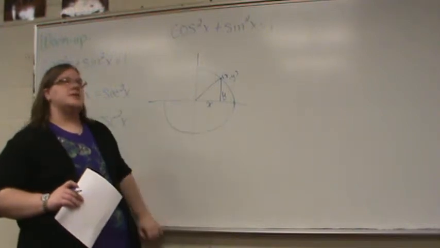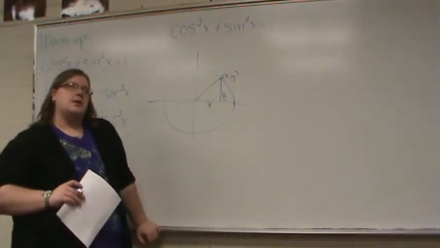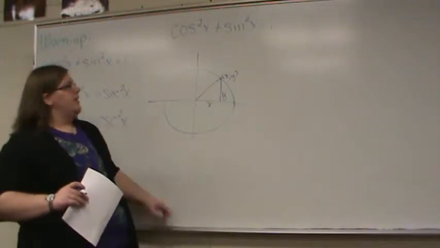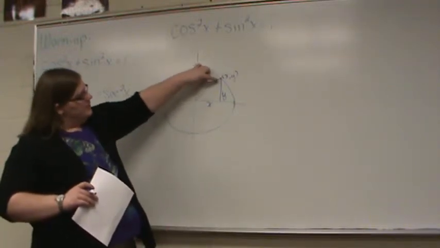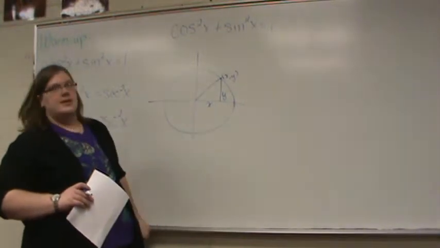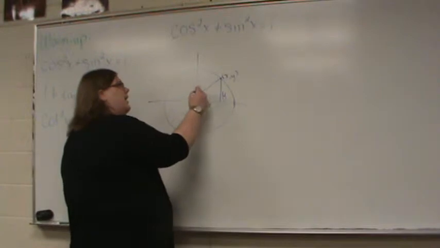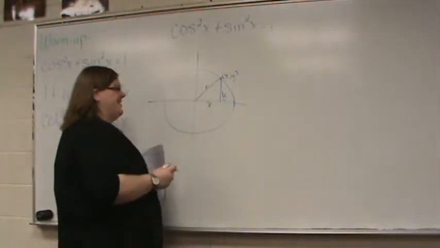So then what's our third side, if this is the unit circle? What did we call this in a circle? Radius. Okay, so we called it R.